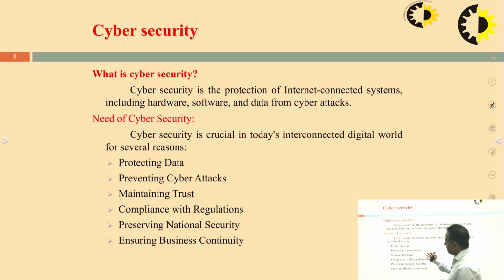The second point, preventing cyber attacks, is another reason to use cyber security. Third is maintaining trust. Using the cyber security concept, we maintain trust between the user and the vendor. Another is compliance with regulations: using cyber security, the rules and regulations are followed by the persons using it. Next, preserving national security. And the last one is ensuring business continuity: in business, cyber security maintains continuity between the user and the business organization. So these are the main core parts of the need for cyber security, where we use it to secure data.